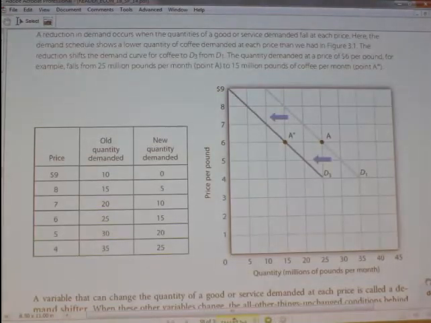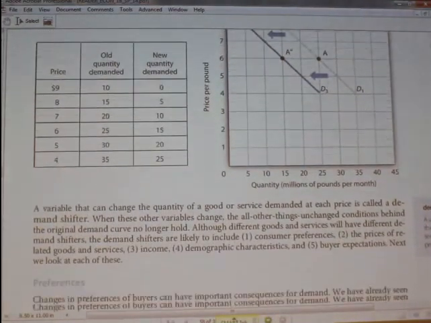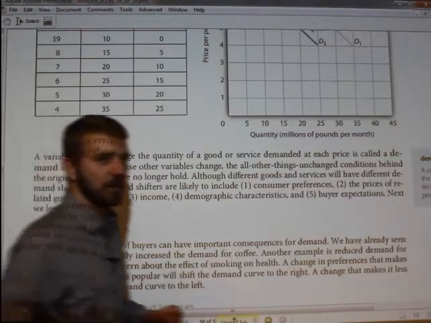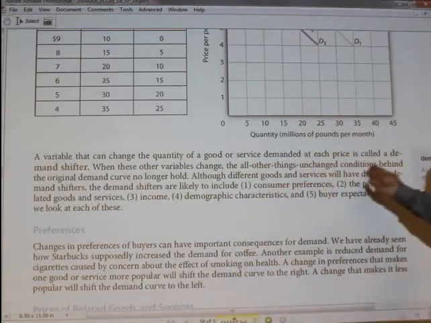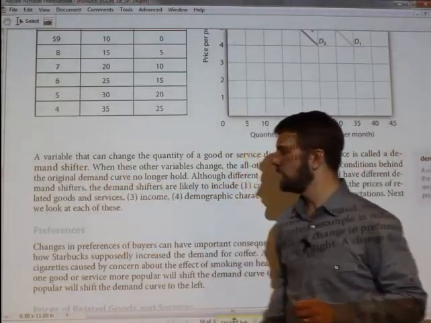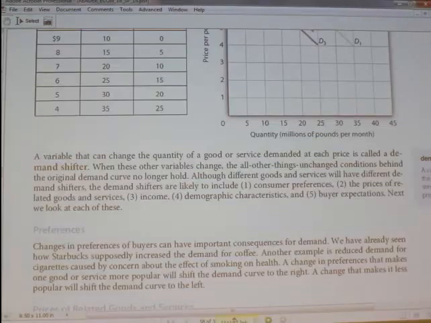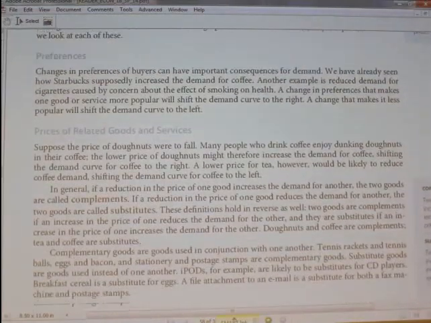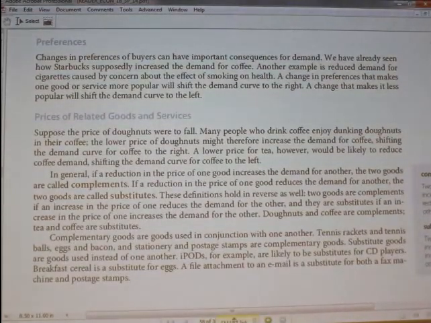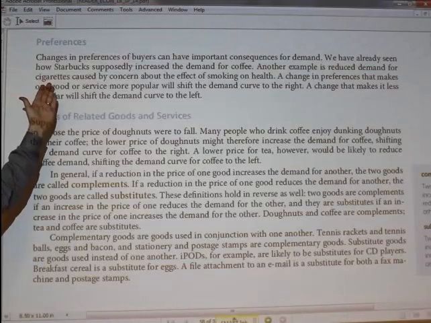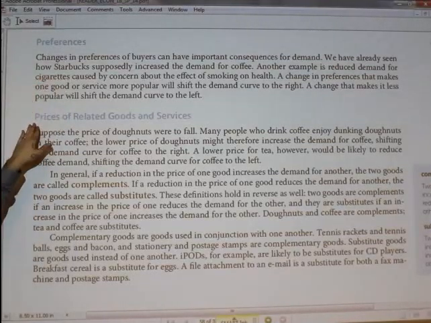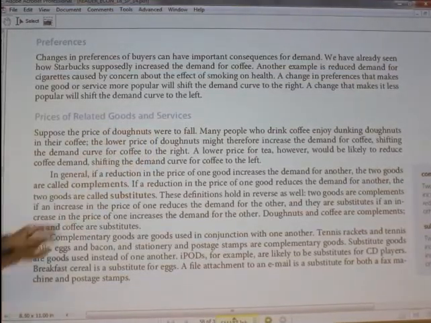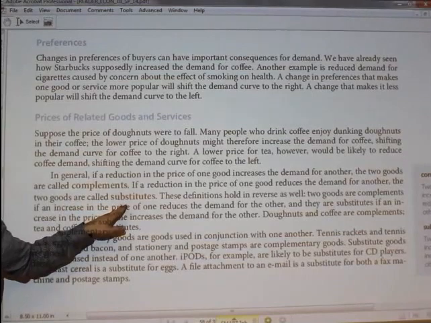Now, although in principle there are countless reasons why demand could change, we are going to give you a list of a few categories of what we call demand shifters. And here they are, so you should write these down. First of all, preferences. And this should be pretty straightforward, right? If preferences for coffee change, demand for coffee is going to change. Right? What about prices of related goods or services? Well, by related goods or services, we mean complements and substitutes.